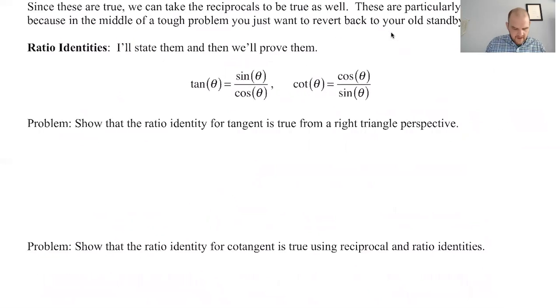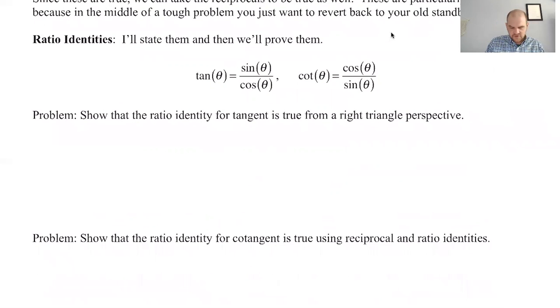So the ratio identities, I guess I should highlight those too. I've started this highlighting thing. The ratio identities really just have to do with tangent and cotangent. So tangent is sine over cosine. Cotangent is cosine over sine, because cotangent is 1 over tangent. You would have to flip it over, but we're going to do that in a second.